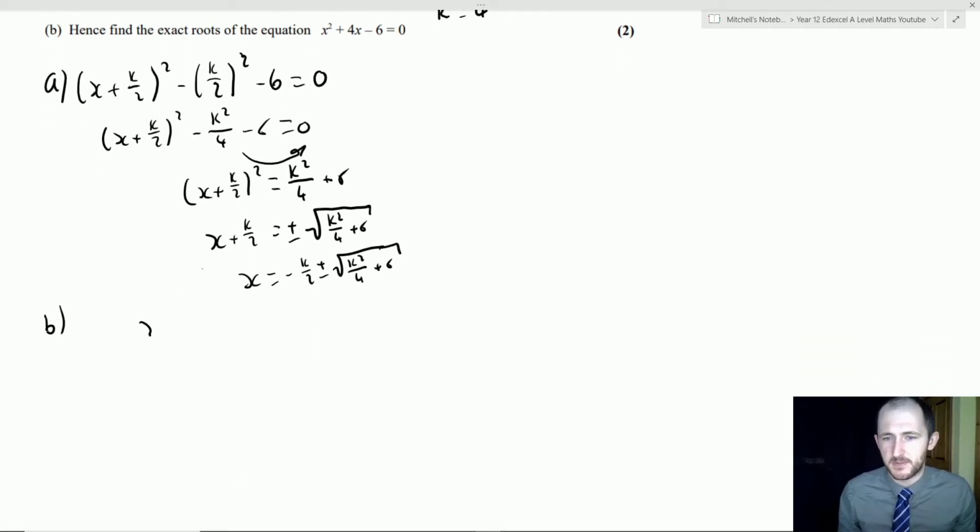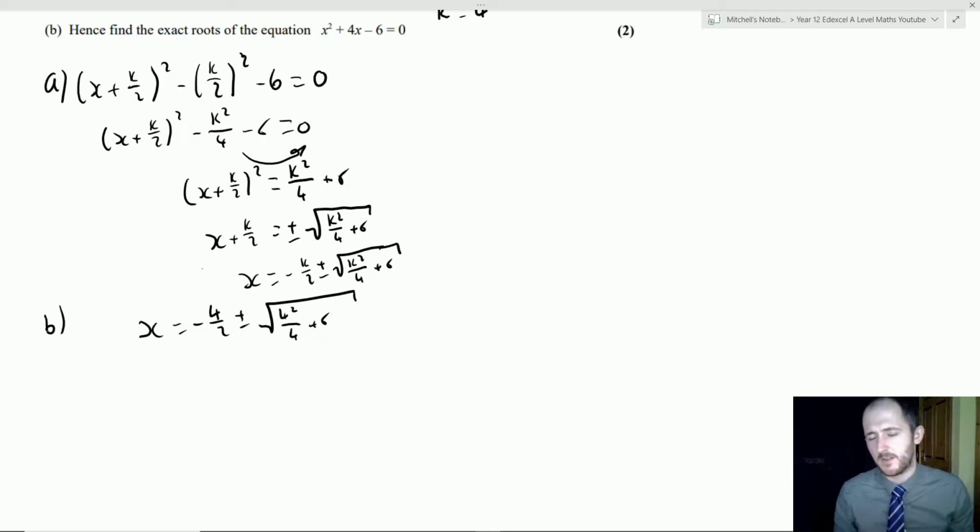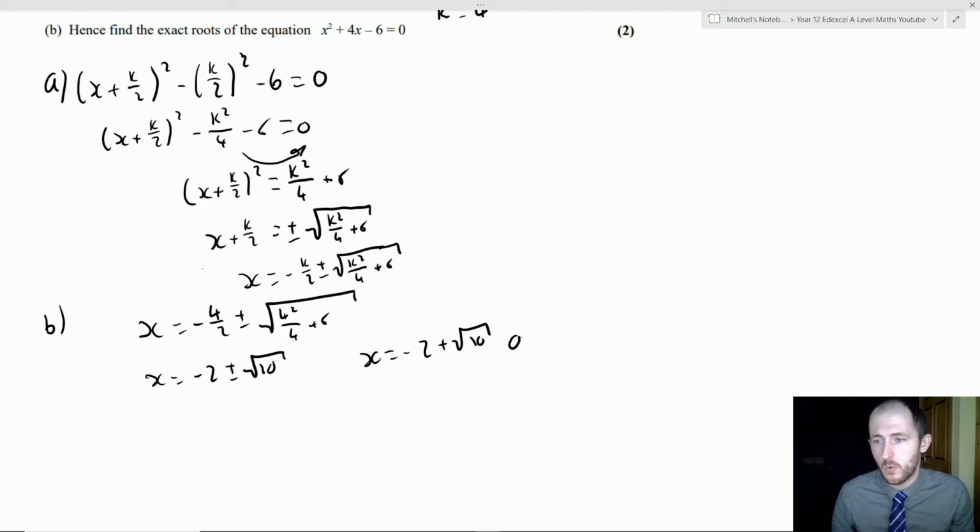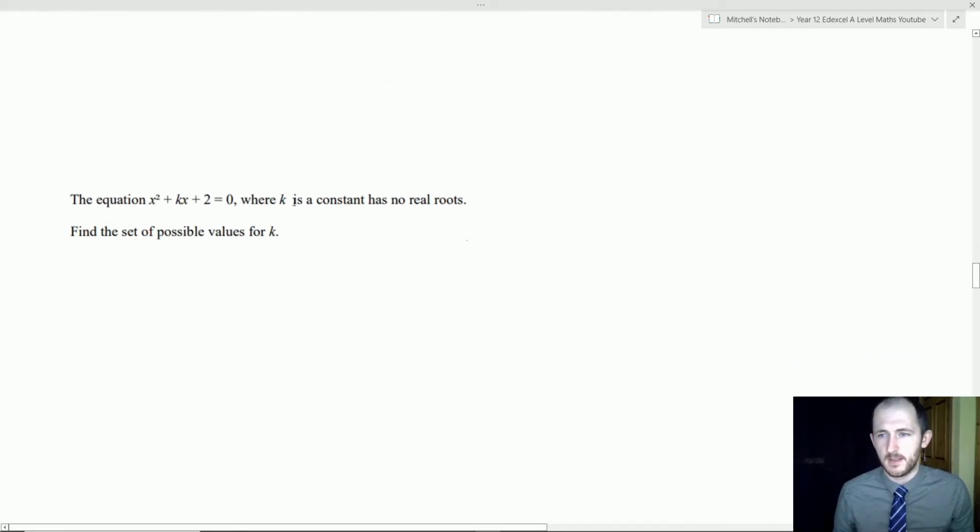Again, this isn't bad at all. Sub in k, so minus 4 over 2 plus minus the square root of 4 squared over 4 plus 6. That's going to give me minus 2 plus minus the square root of 4 plus 6, which is 10. So our two solutions are x equals minus 2 plus the square root of 10, or x equals minus 2 minus the square root of 10. That's it. Not too bad. Okay, cool.